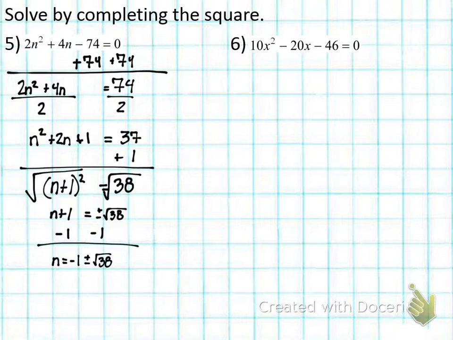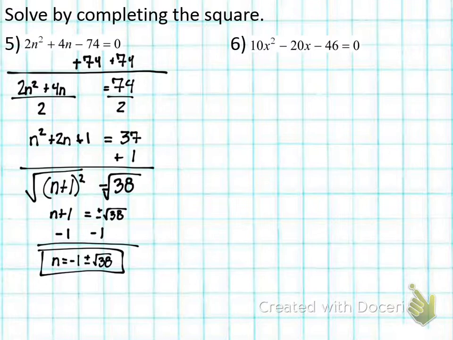Can we do anything else with this problem? Can I combine the 1 and the rad 38? No, because it's irrational, right? So we're done. Okay? So sometimes you got radical ones like that.